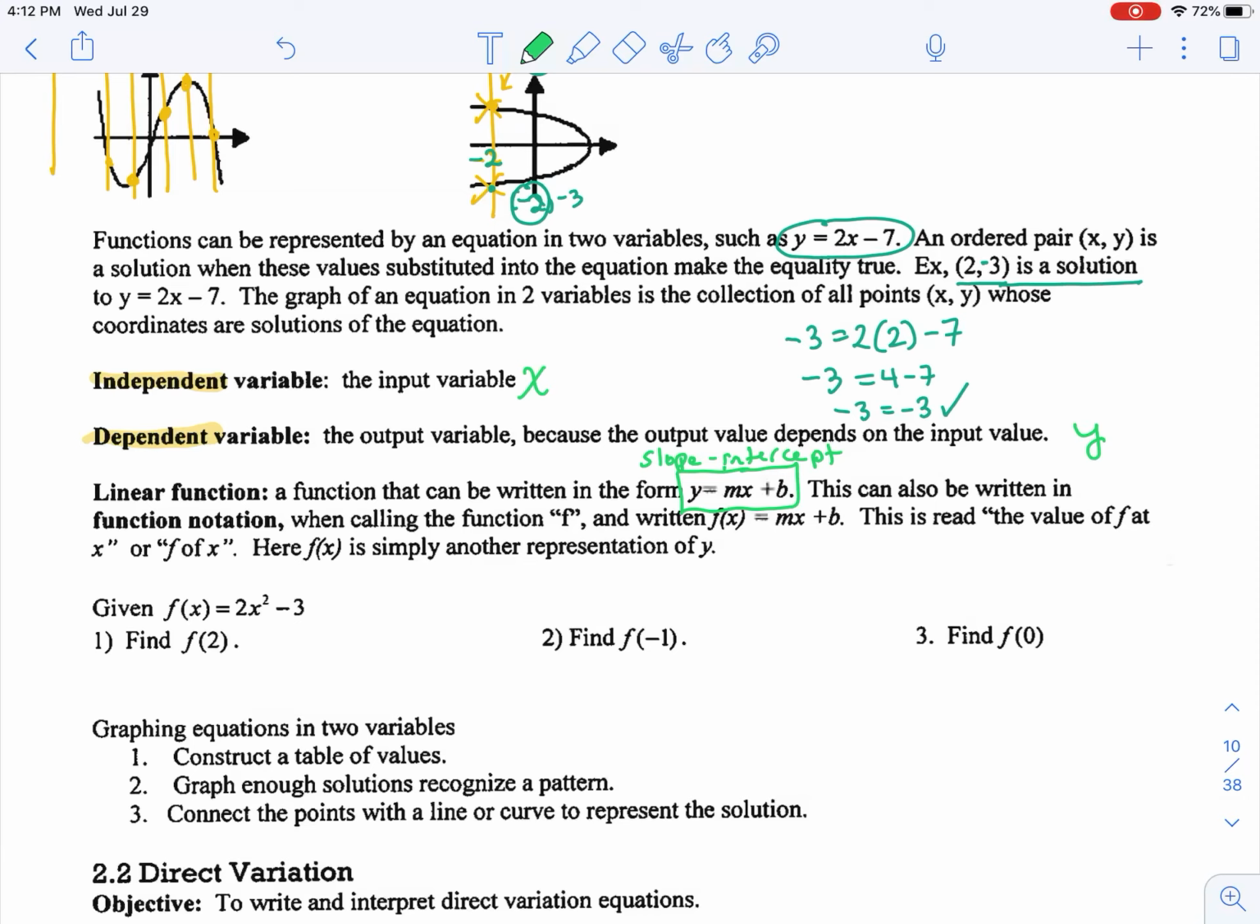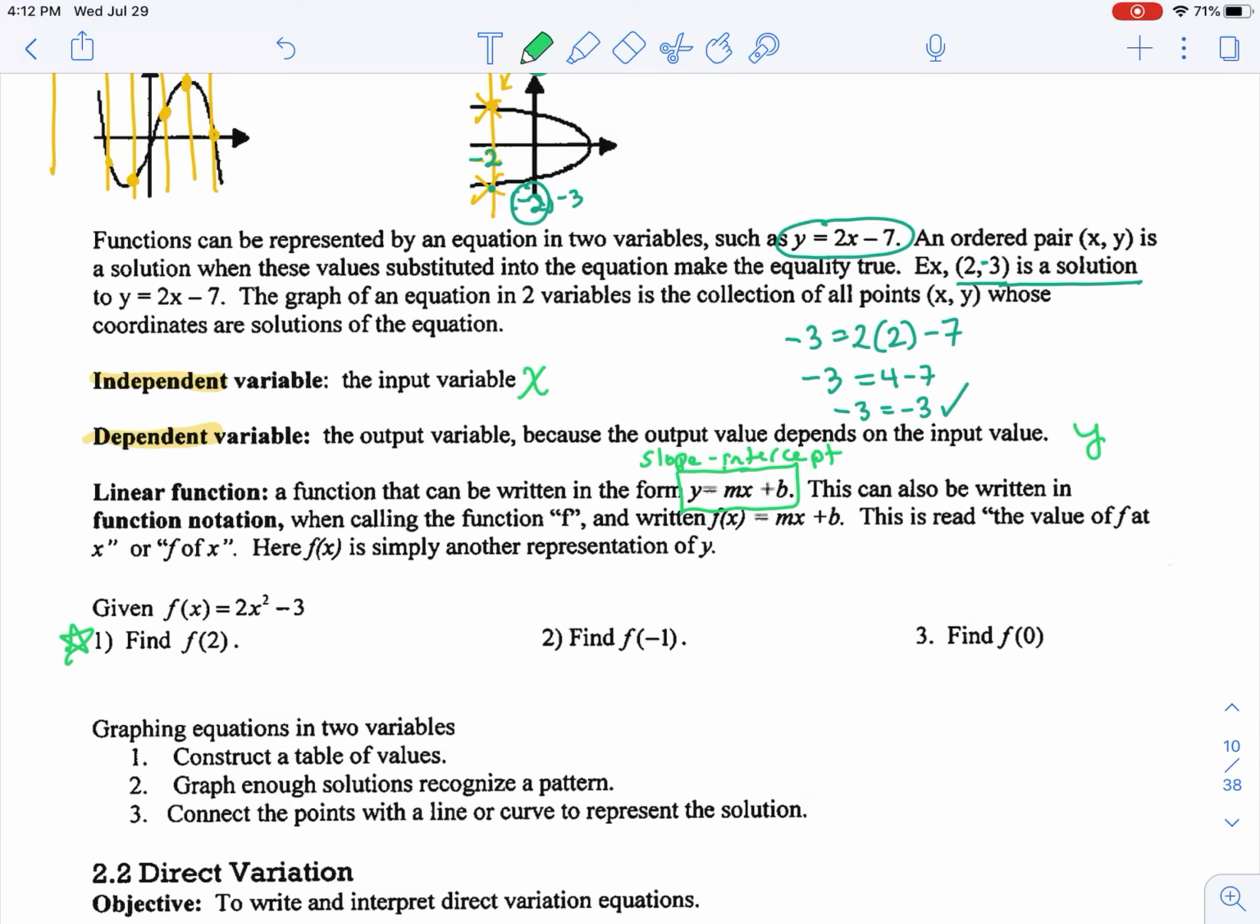Slope-intercept form, y equals mx plus b, can be written in function notation if we simply replace y with f of x. I always tell my students, f of x is just a fancy way of saying y. The advantage of having f of x is that if we're asked to evaluate a function like f of 2 that you see down here, let's go ahead and do this problem.